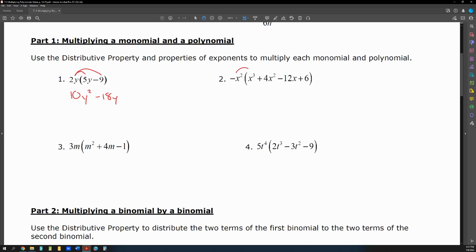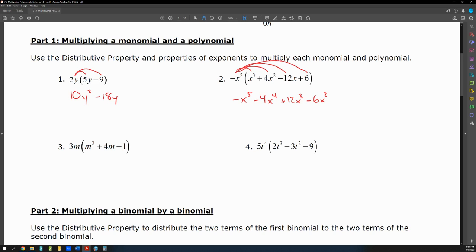Number 2, we're going to multiply negative x squared into each of the terms of the polynomial. So negative x squared times x cubed is negative x to the 5th. Remember, we add those exponents. Negative x squared times positive 4x squared is negative 4x to the 4th. Negative x squared times negative 12x is positive 12x to the 3rd. And finally, negative x squared times 6 is negative 6x squared. All right, that's our answer.